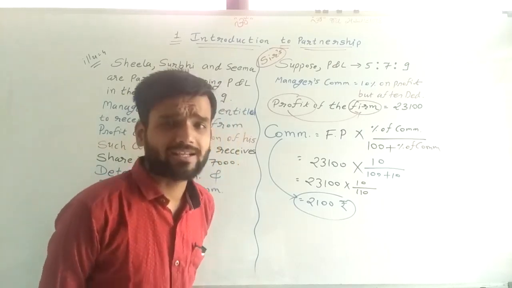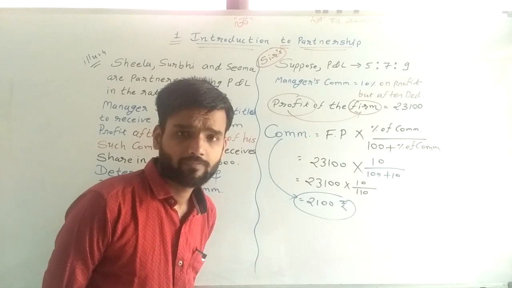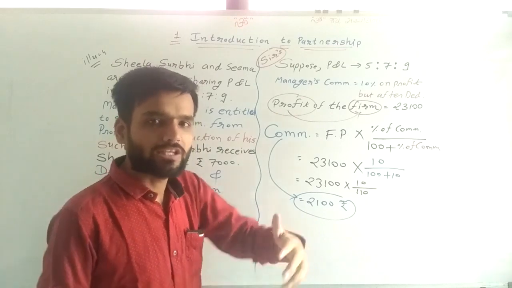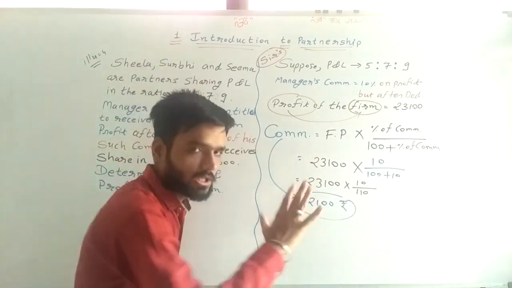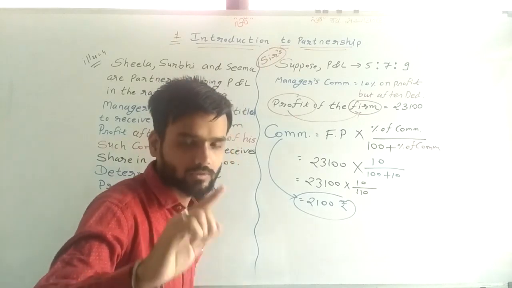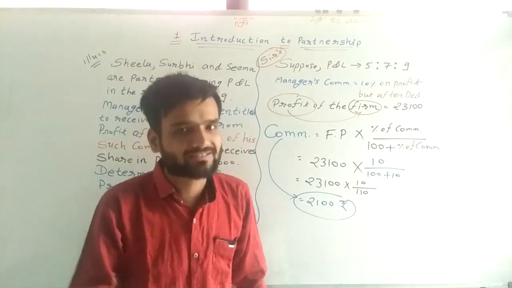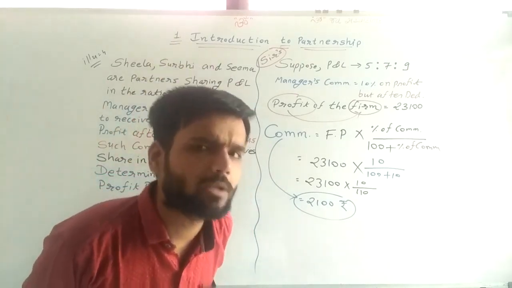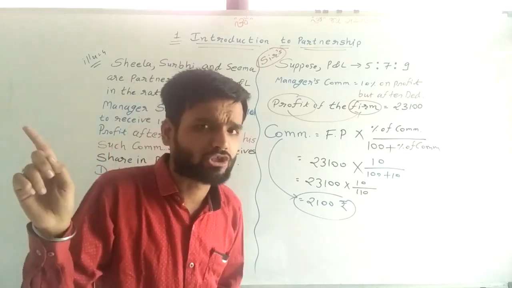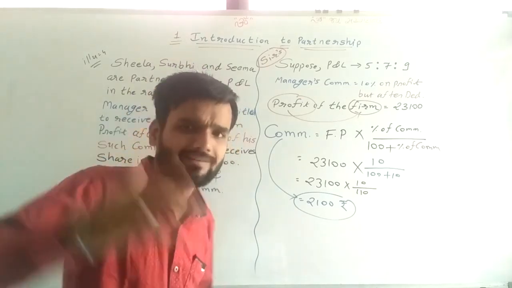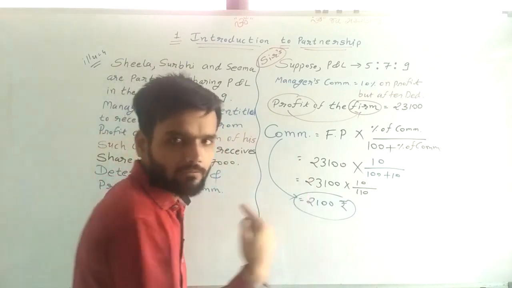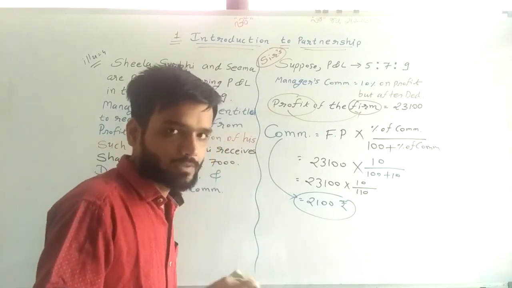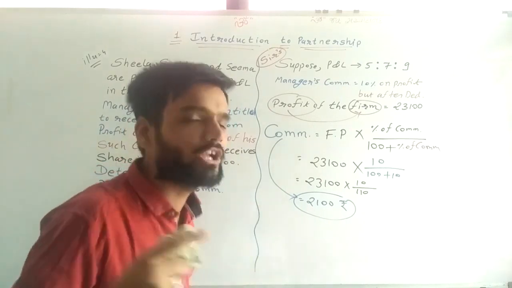But to understand advanced sums, I am going ahead and explaining the next thing. So 2,100 is clear to you. Now, what should be the next step? Suppose we need to find the divisible profit. Then how can we find it? Remember my last lecture and try to understand whatever I do now. 2,100 rupees is the commission, that is fixed. Now we need to find the divisible profit.